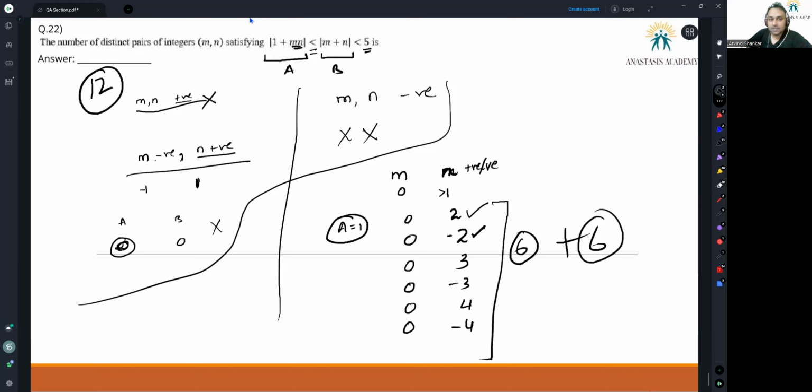One point of clarification: this is distinct pairs of integers. This does not mean M and N cannot be equal. This means 0, 0 and 0, 1 are considered as distinct pairs. It is not that the numbers within the pair have to be distinct. It is just that different points on the graph or the Cartesian plane that you're talking of are being referred to here. Of course, the integral points.